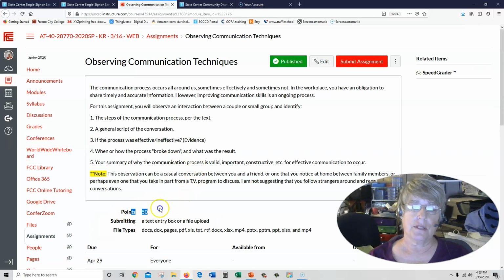Very important. This is worth 50 points. So do it. Make sure that you answer all of these questions. It's for you to observe an interaction, a communication, and answer all of these questions about that communication. So take a look at it, take some time in doing it, and I'm going to let you start doing your work for Chapter 9.